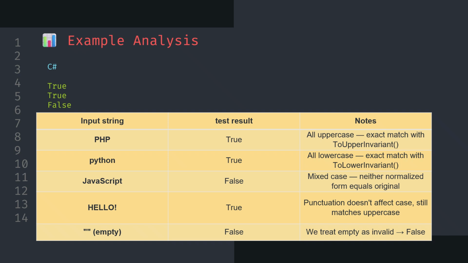These examples show expected behavior across typical inputs. Note that punctuation or numbers do not block a string from counting as uppercase or lowercase. If the letter portions match the normalized form, the function returns true. The empty and null policy is conservative, in that it returns false, to help spot misuse.